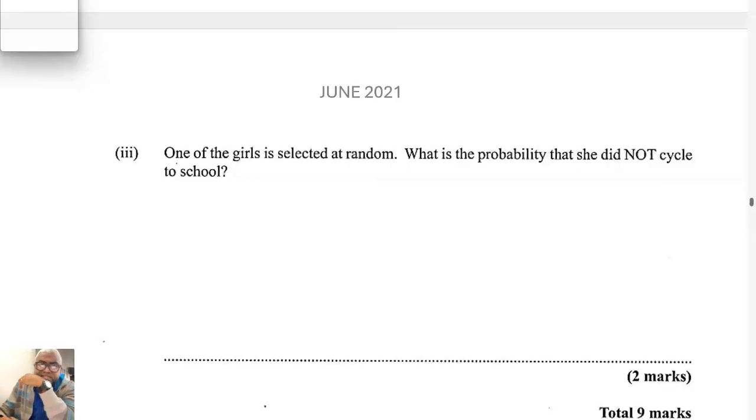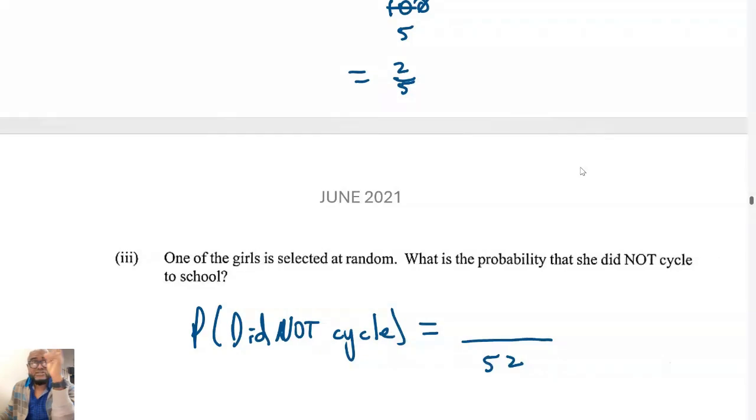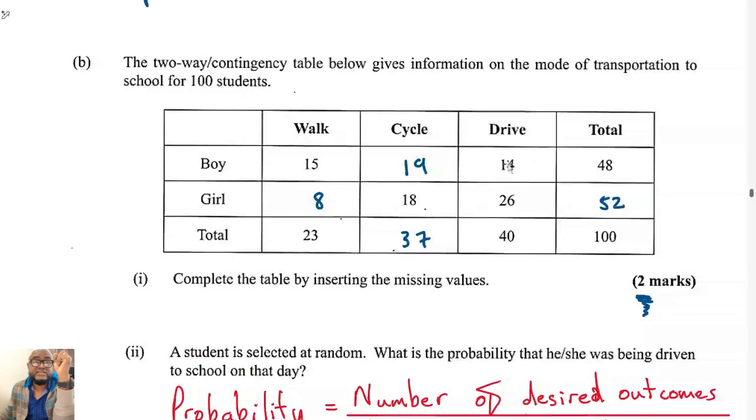So there we go. What is the probability that she did not cycle to school? So the probability that she did not cycle will be, whatever it is, over 52, because I know it's 52 girls. How many girls did not cycle? Scrolling up to see, right? Dimitri, how many girls didn't cycle here? How many girls did not cycle? What are we adding?